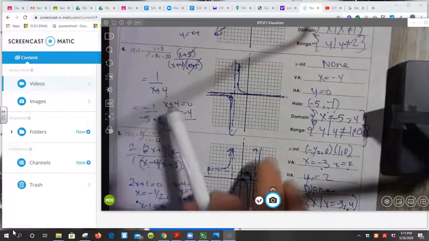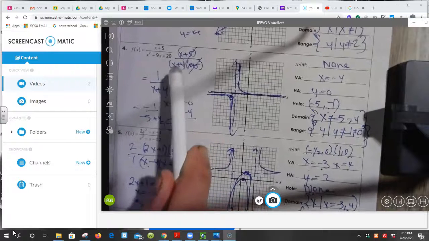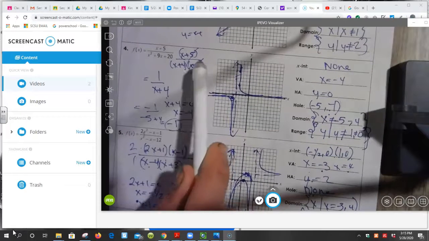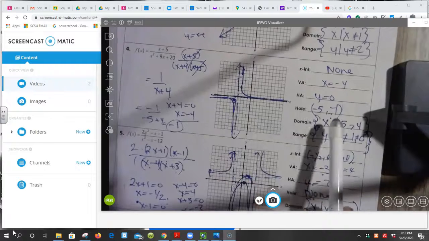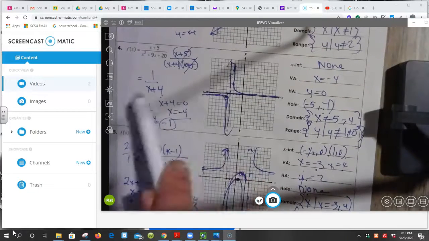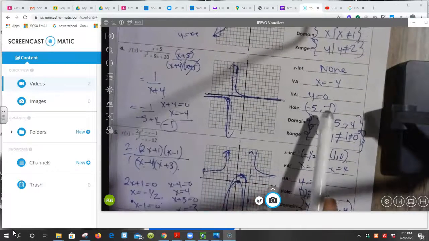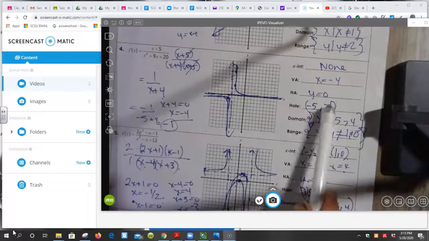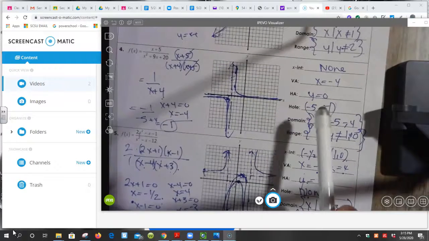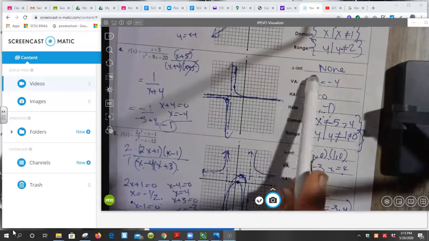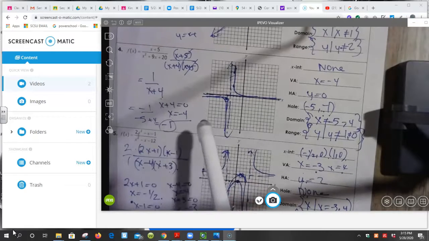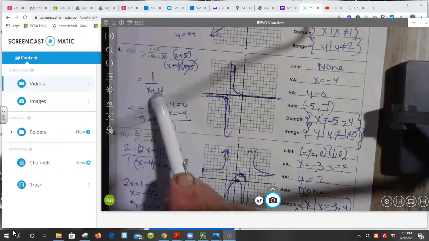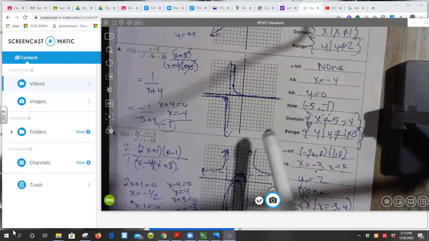Down to number 4, we factor out the numerator and denominator. We can factor out x plus 5, which means x equals negative 5 is where the hole is. That's why there's a hole right here. So therefore you plug negative 5 back in here, and you get negative 1. So negative 5, negative 1 is where the hole is, right there. And then for the x-intercept, there is no x-intercept because we cannot make the numerator equal 0.